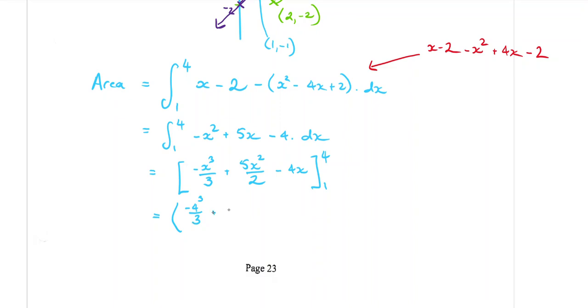All right, then the next one, plus 5 times 4 squared over 2 minus 4 times 4. And then sub the 1 in. So minus 1 cubed over 3 plus 5 times 1 squared over 2 minus 4 times 1. Now, me personally, especially when I'm typing this second one in, with all these 1s, don't do the powers. You just type it in as negative 1 over 3 plus 5 over 2 minus 4. Okay, timesing by 1 doesn't do anything. Just make it easy for yourself typing them in.